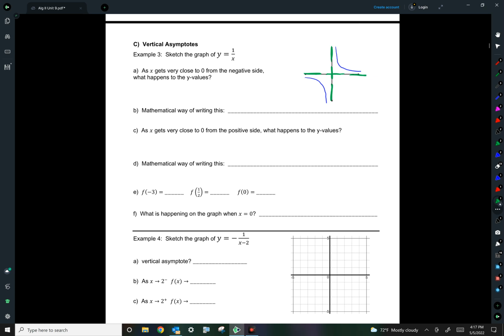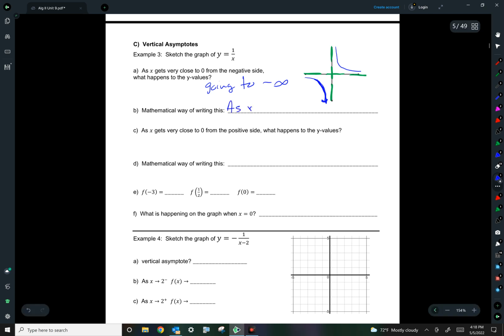Okay, so letter A. As x gets very close to 0 from the negative side, so I'm coming in from the negative side, and I'm following on my graph, going close to where x equals 0. Here I am coming in on this side. What happens to the y values? Well, isn't this graph shooting straight down to negative infinity? So the y values are going to negative infinity.